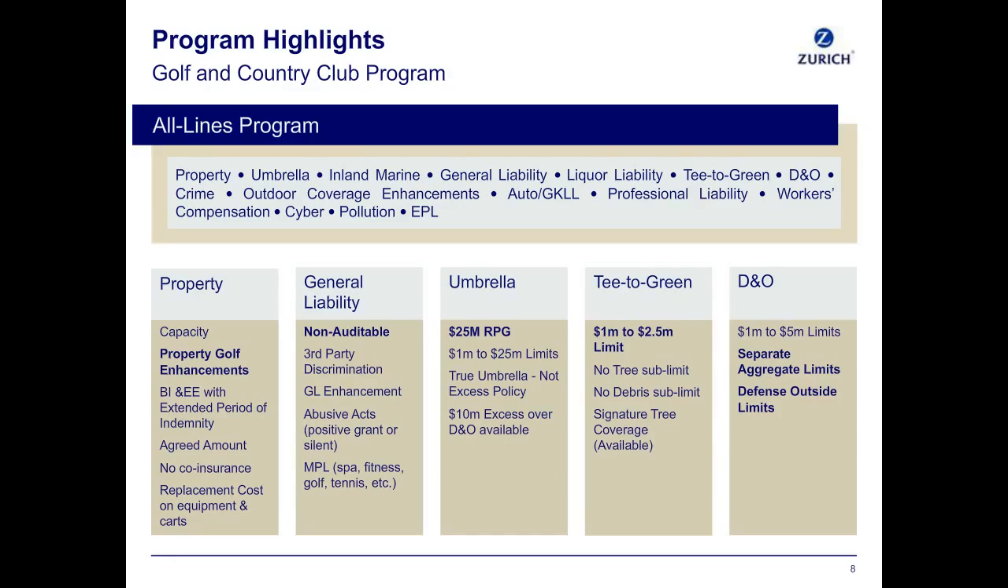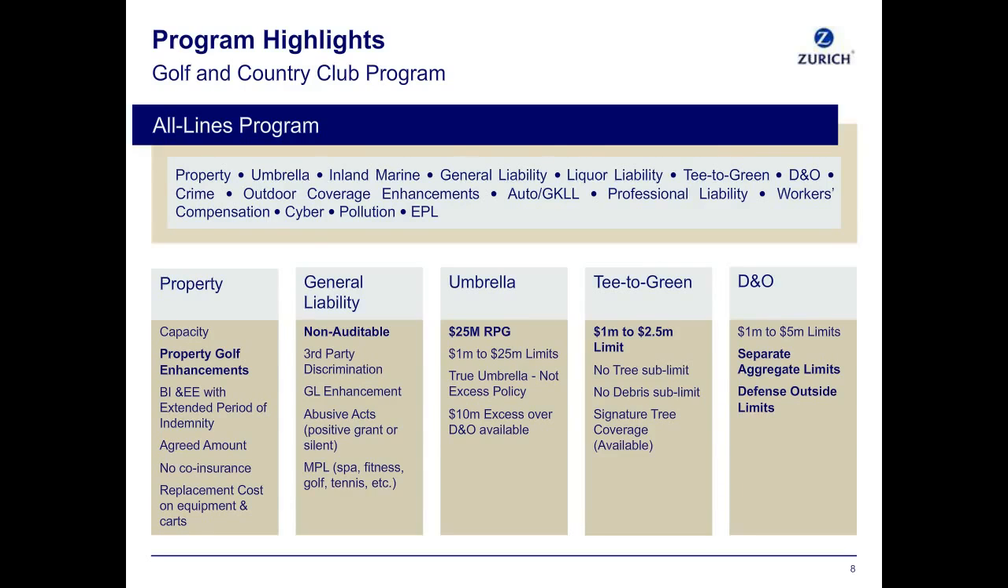Some of the key features include full tree coverage with no sublimit and full debris removal coverage on the golf course with no sublimit. So no matter whichever you prefer, the million or the $2.5 million, you can have the trees up to the $2.5 million as well as the debris removal. Signature tree coverage is also available for trees along the course that frame out the golf hole, and it's available at $50,000 per tree up to a $300,000 aggregate upon request.